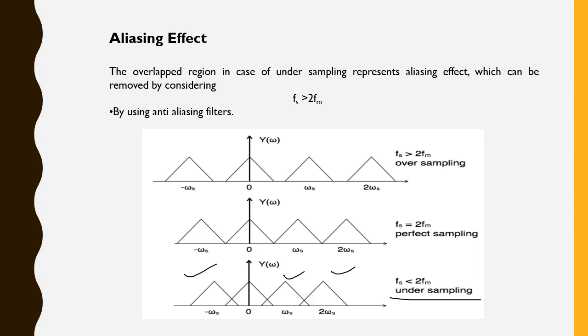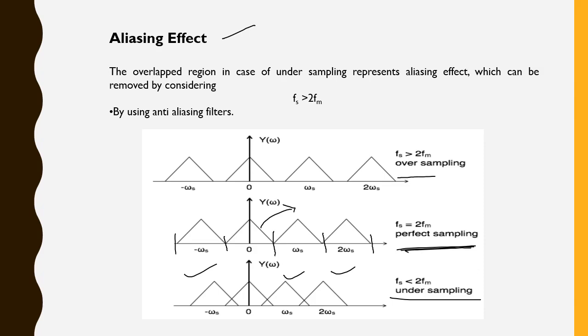Other than the aliasing filter, to take care at the very beginning that the sampling does not create such effects, we have to consider perfect sampling, also called the Nyquist rate, which is fs equal to twice fm, wherein there is a clear distinction between each one of the signals when we try to reconstruct the original message signal.